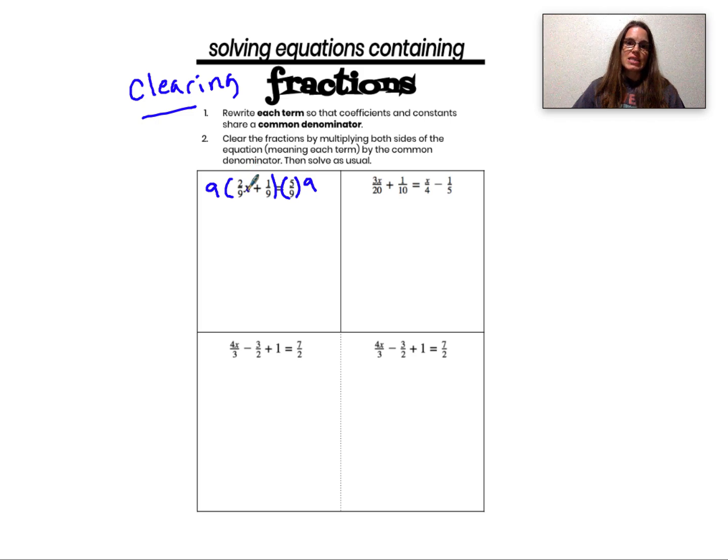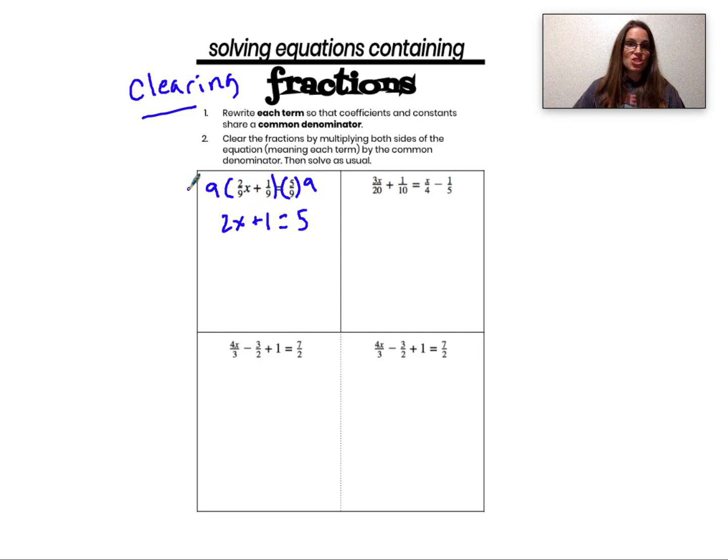So 2/9 x times 9 is the same as 2x divided by 9 times 9. 2x divided by 9 times 9 is just 2x. 1/9 times 9 is the same as 1 divided by 9 times 9. All I'm left with is 1. On the right-hand side, 5/9 times 9 is 5 divided by 9 times 9, which is 5.